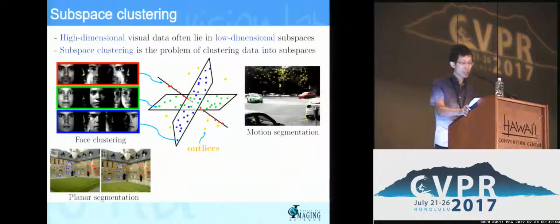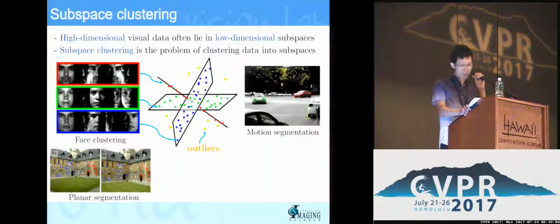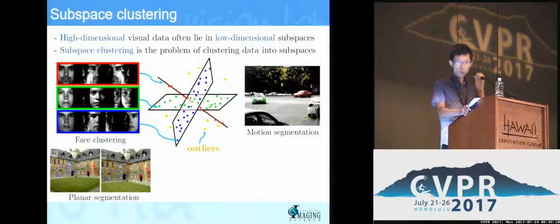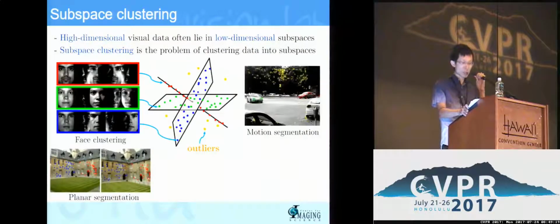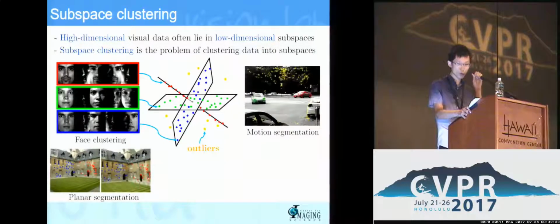In the past decade, subspace clustering, as the previous speaker has talked about, has emerged as a powerful tool for learning multiple groups from unlabeled data. It works under the assumption that high-dimensional visual data often lie in low-dimensional subspaces. In face clustering, for example, images of the same face under varying illumination conditions lie approximately in a low-dimensional subspace.